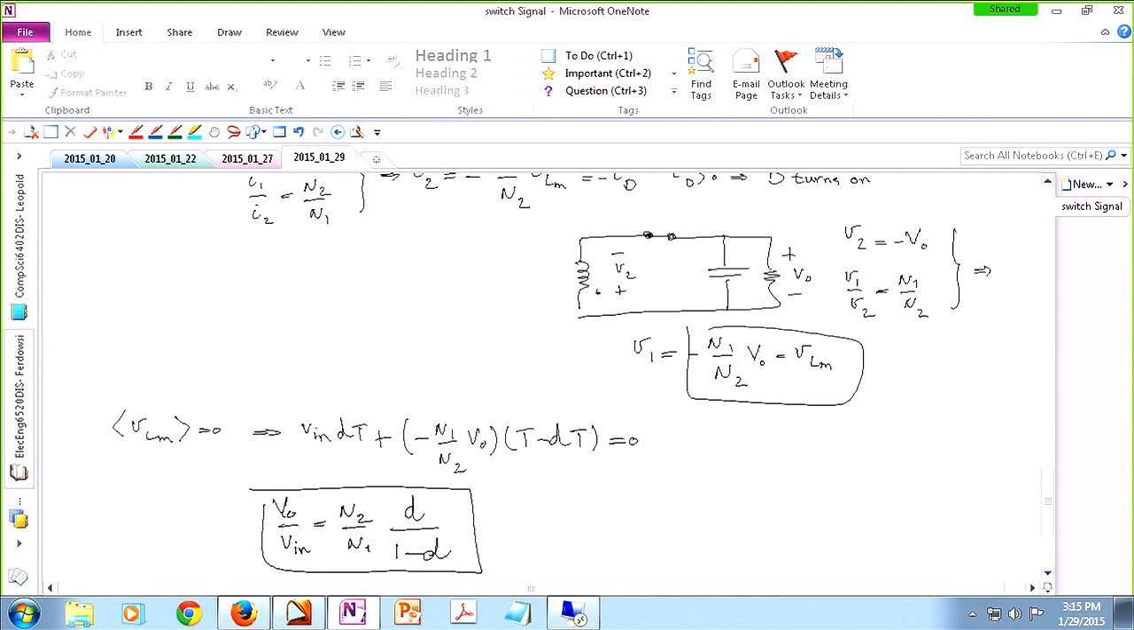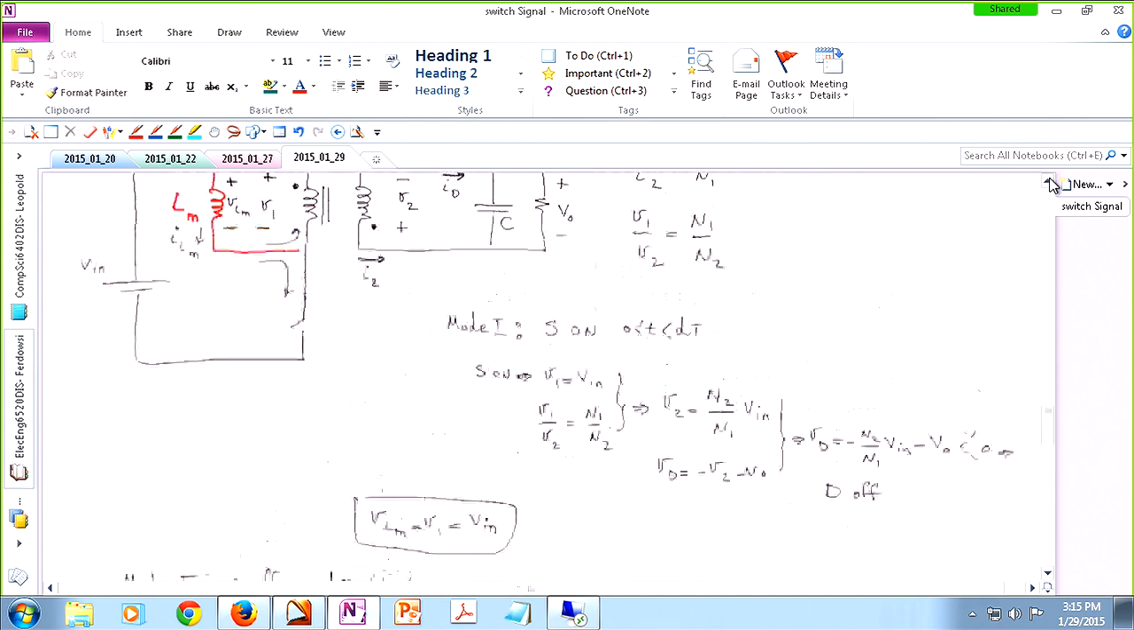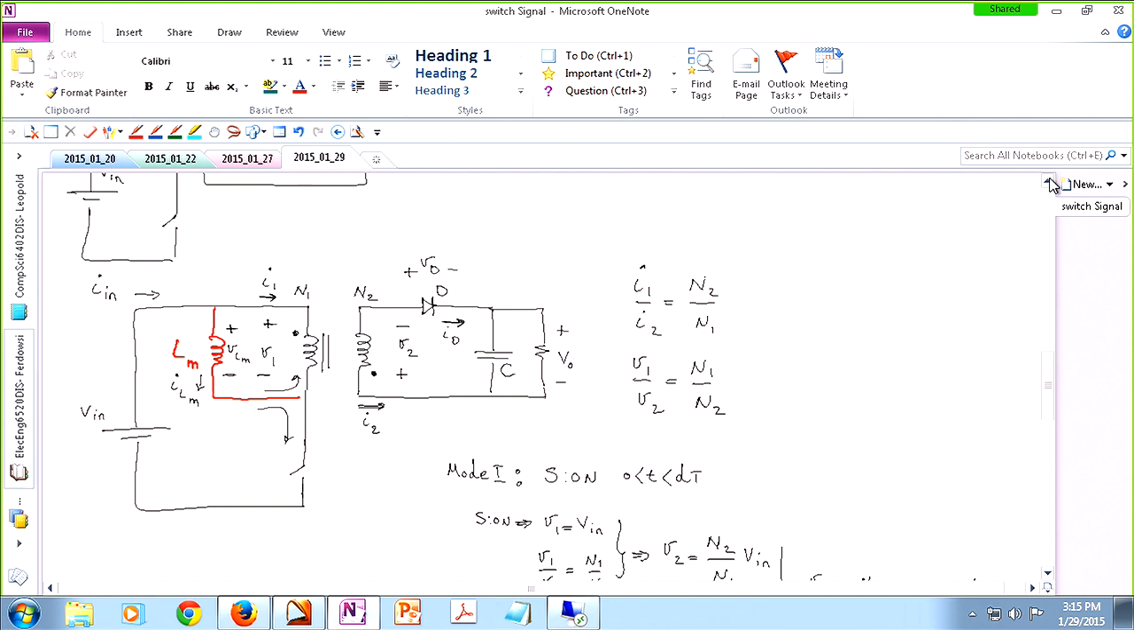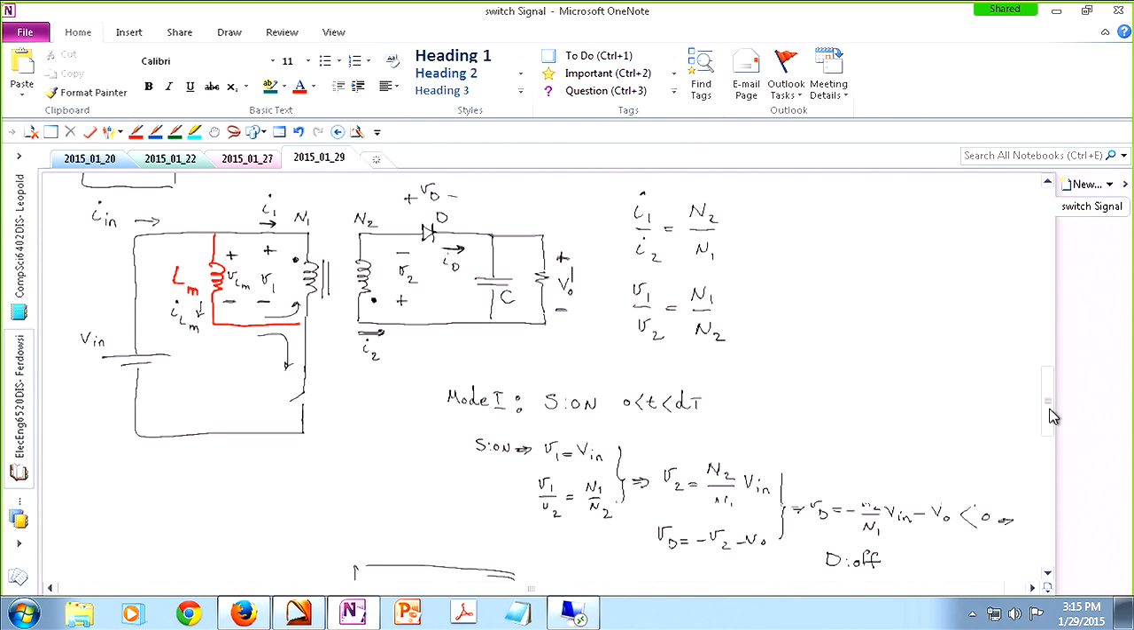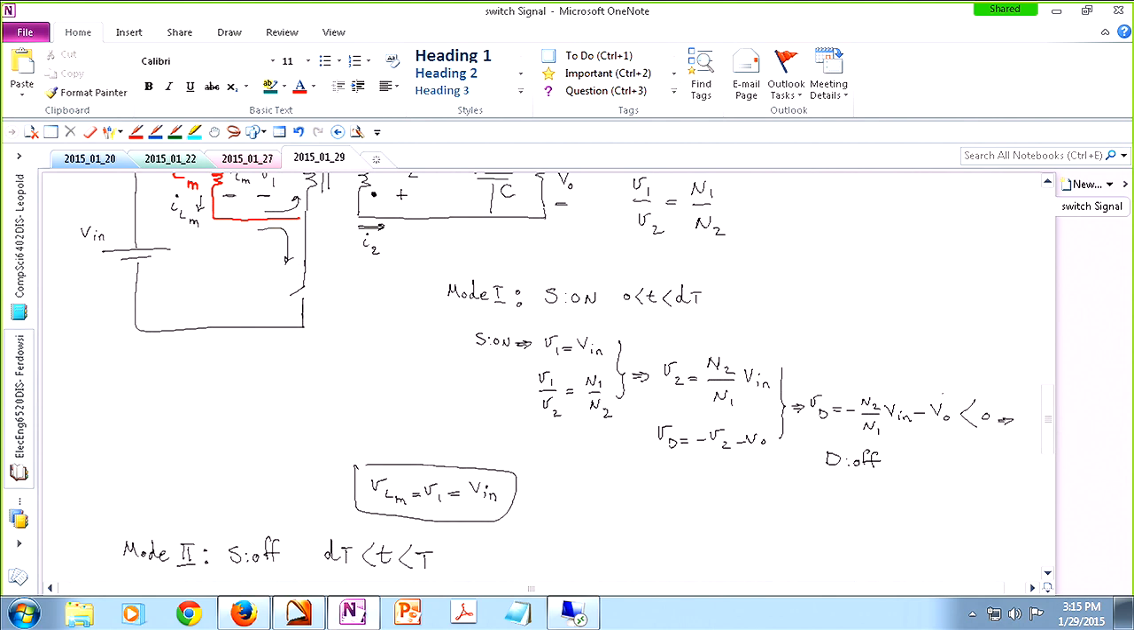Is there a minus? No, there is no minus. Good point. If we build the system this way, there is no minus, assuming this is the positive terminal and this is the negative one. Earlier we assumed negative V out, and at the end we realize V out is positive. So that assumption makes sense.